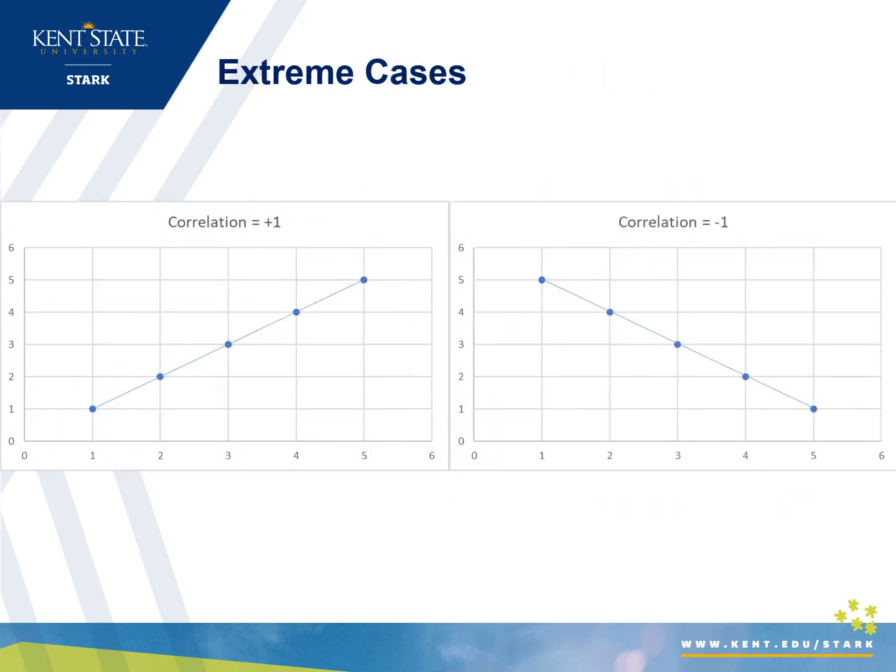Here are the extreme cases. To the left, a perfect +1 correlation. To the right, a perfect -1 correlation. Notice that for each, I can draw a perfect straight line that runs through every point. The only difference is the slope of that line.